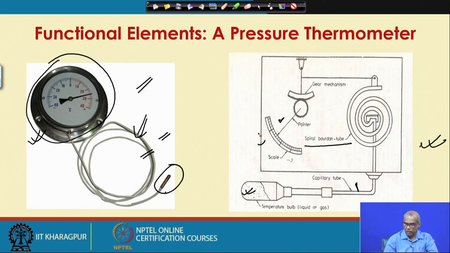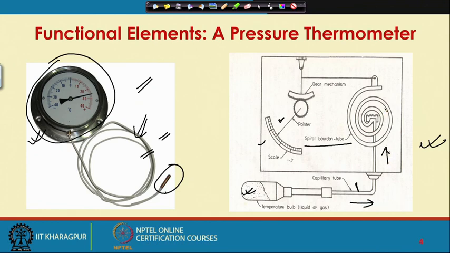Now, how does it work? The tube, the capillary and the Bourdon tube are entirely filled with some liquid or gas. The bulb you put into the medium whose temperature you are measuring. So, the liquid inside the bulb receives thermal energy, undergoes restricted expansion, a pressure is developed, that pressure is transmitted through this tube to the Bourdon tube. Now, this is the same as pressure being applied to the Bourdon tube.